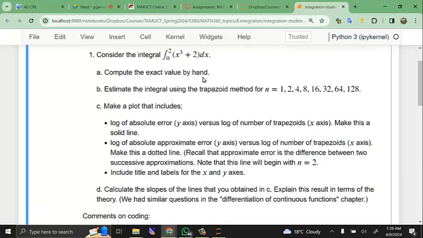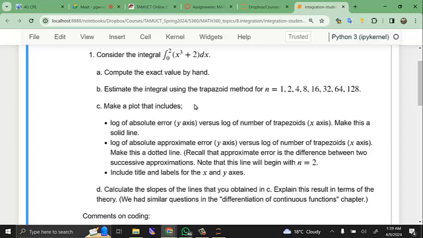Okay, compute the exact integral by hand. Hopefully that's not too difficult. Then estimate the integral using the trapezoid method for these different values of n, sorry, different sizes. Of course, when n equals 1, you're going to use the entire interval and just one trapezoid, 2 trapezoids for n equal 2, 4 trapezoids, etc.